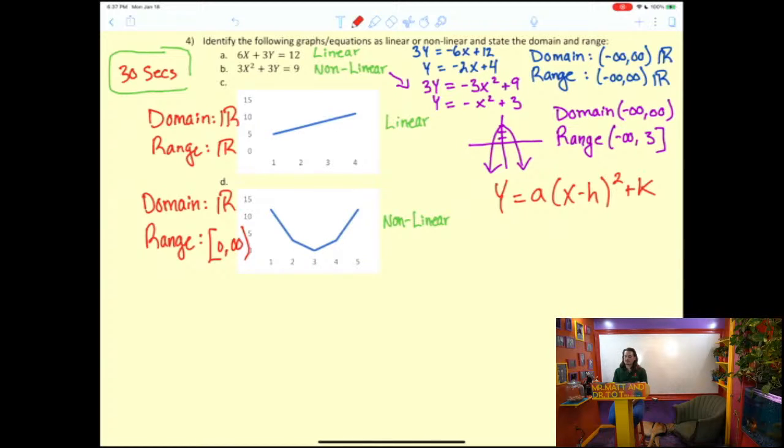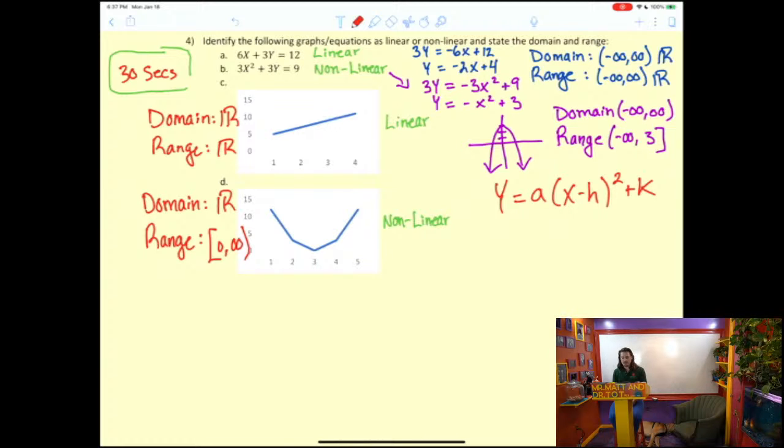For question 4c, this guy is obviously a linear line. Linear lines have all real numbers as their domain and range because we can infinitely go left, infinitely go right. We can also infinitely increase and infinitely decrease. So the domain and range for 4c is all real numbers.